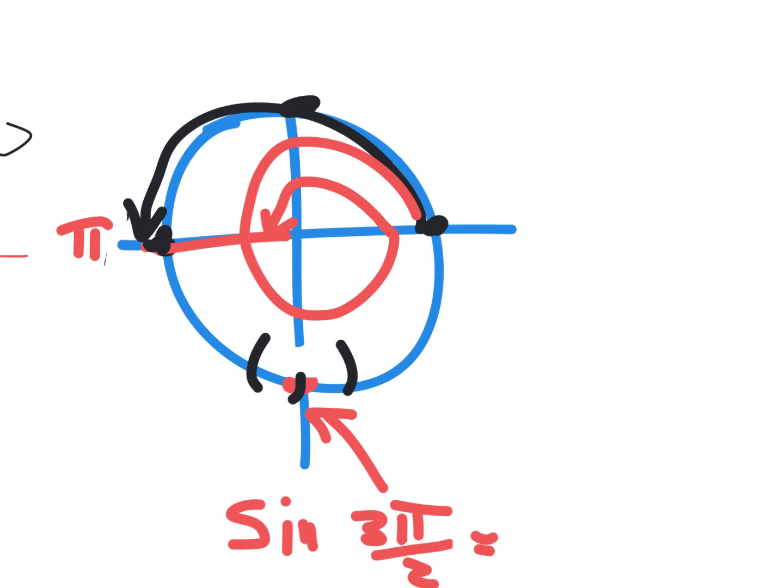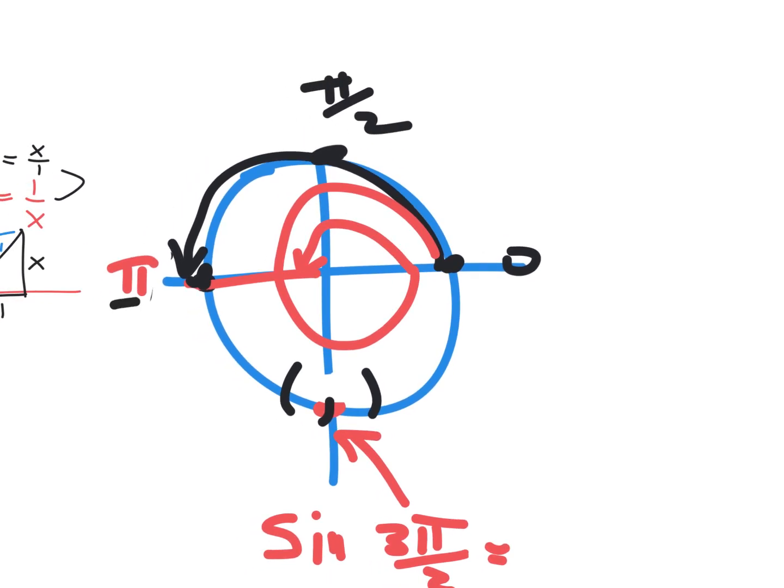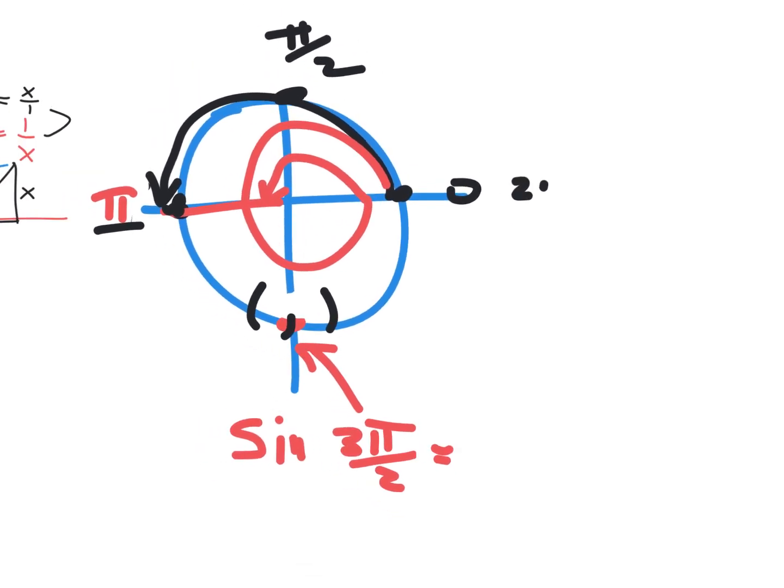Quadrantals. In case you forgot, these 4 spots are called the quadrantals: 0, pi over 2, pi, and 3 pi over 2. And this is also 2 pi. But if you're given a choice between 2 pi and 0, you always pick 0, because it's cleaner, simpler.